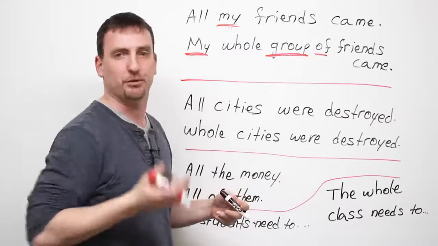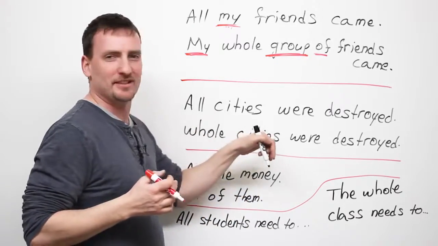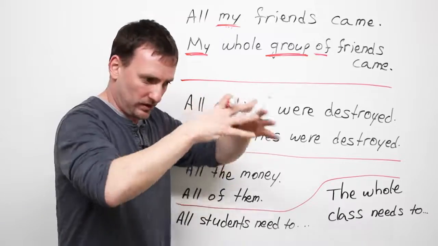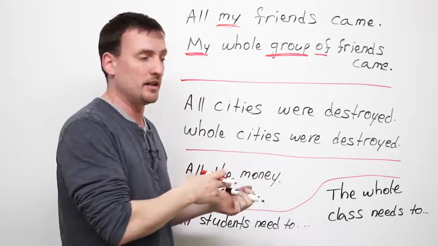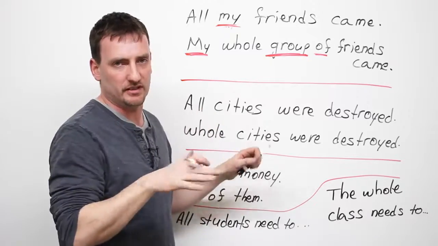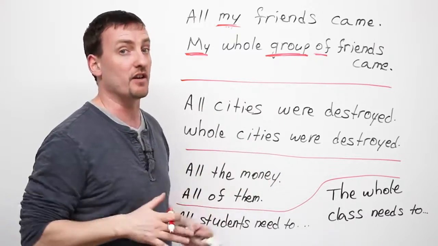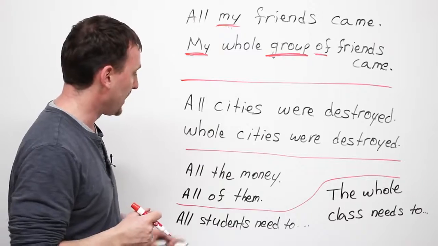Okay? Let's put a marker on myself, sorry. Whole cities destroyed means one city completely destroyed. But there are other cities that are okay. This one, no more cities. All flat, all covered in lava. Okay, so that's another thing.